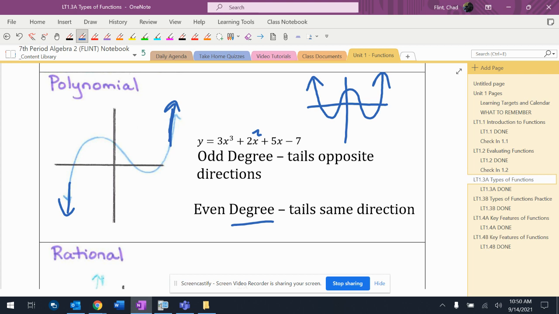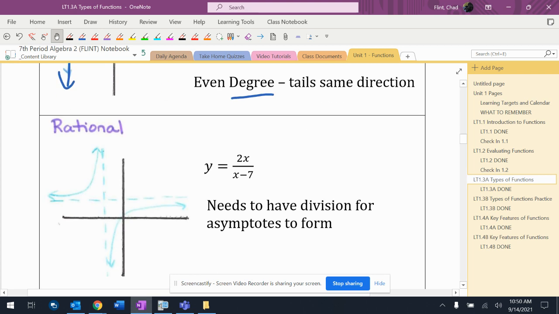That's not incredibly difficult to remember. When it points off in the same direction like that, it has an even degree because it kind of looks like a parabola. This is kind of a combination of two different parabolas here, and they can be all kinds of different things.